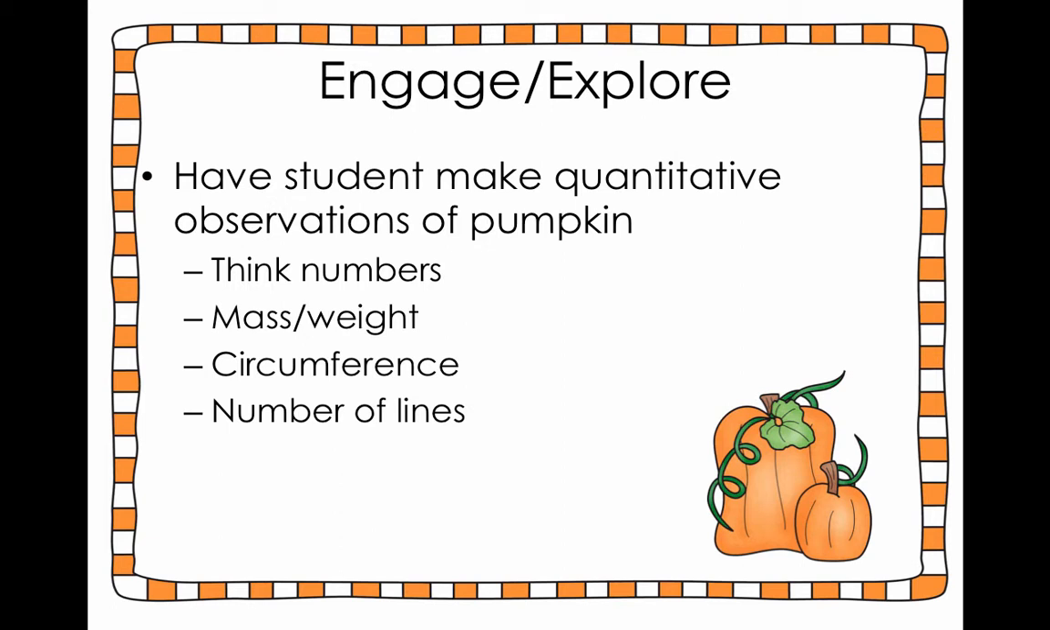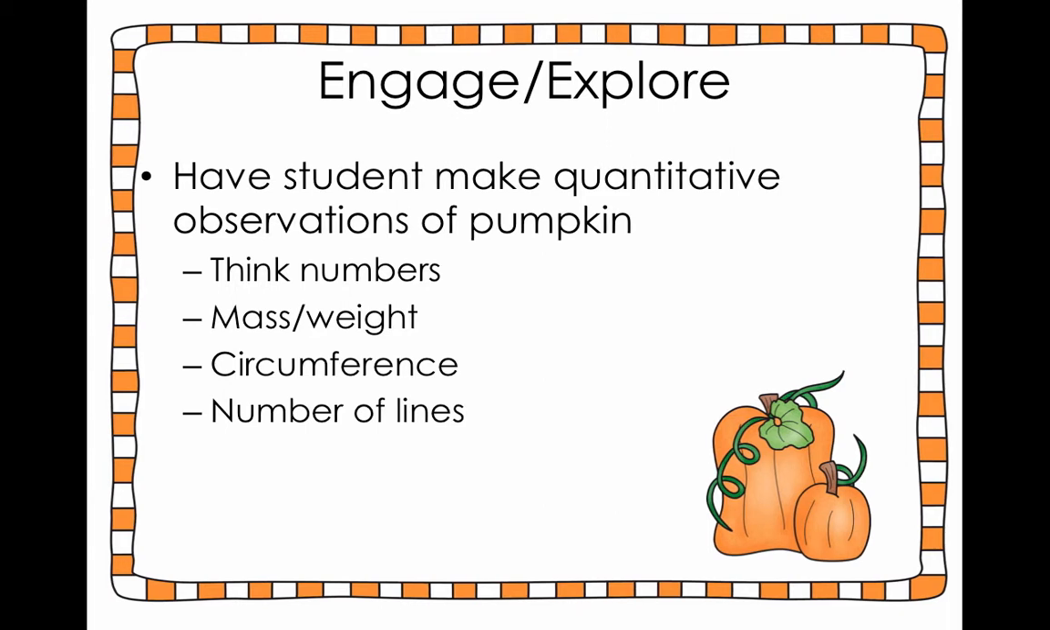So the first thing you're going to do, and this is the first section of the 5E model, and I've actually taken the first 2 E's, engage and explore, and I've put them together. You're going to have your students make quantitative observations of the pumpkins. And I want you to think about numbers. So oftentimes when we think of observations, we just have students write down words to describe what they're seeing, what they're feeling, what they're hearing. We need to actually get some hard numbers with our pumpkins.